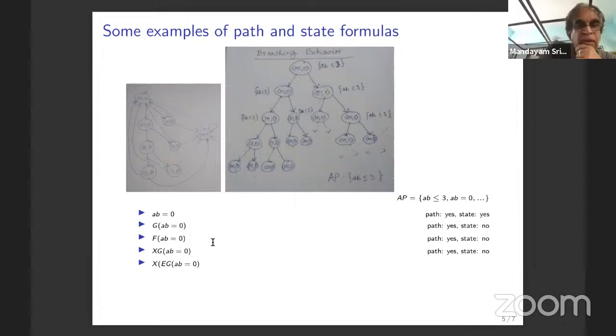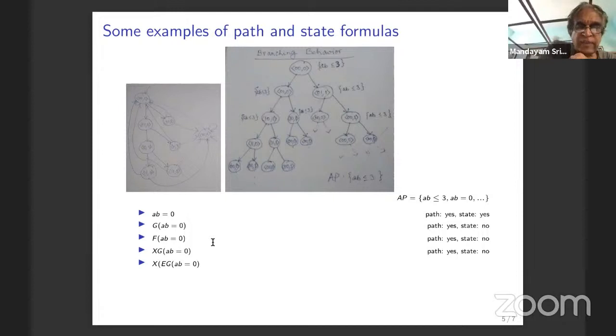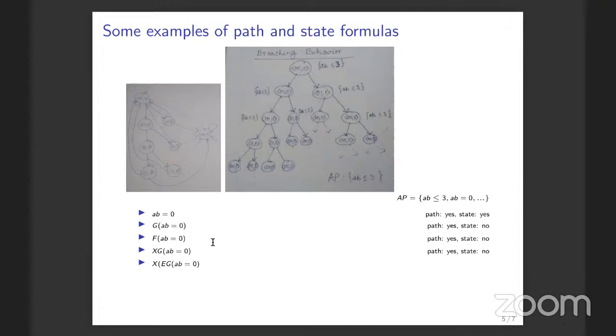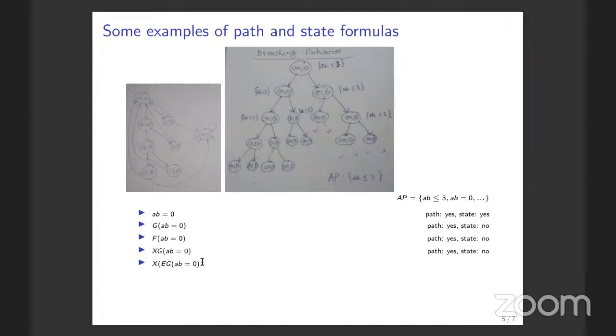So I guess Paramalai is back. So I'm asking this question individually, Paramalai. For each of the formulas that I've shown, I'm asking you to tell me if it is a well-formed state formula or a path formula. Is this a state formula or a path formula or both? It's a path formula. Yeah, why so? Because AB is equal to 0, that's a state formula.